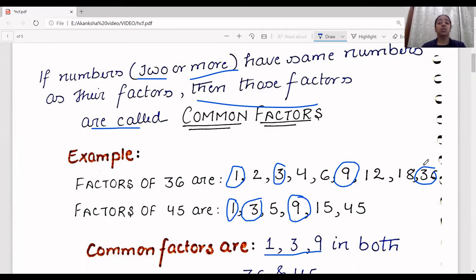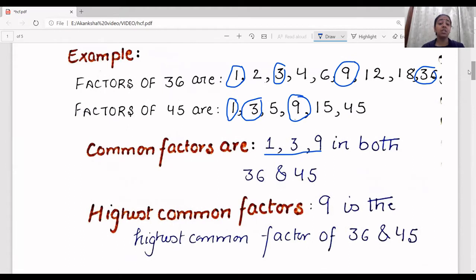So what does common factor mean? You have to factorize the numbers first and then move ahead to finding the common factors between them. In similar cases, if there are three numbers also, the same process will be followed. The first thing you have to do is find the factors of the three numbers and then find the common factors between these three numbers, as we did for 36 and 45.